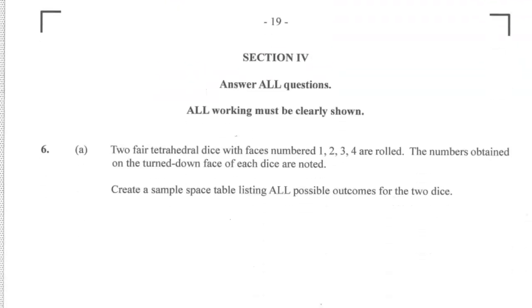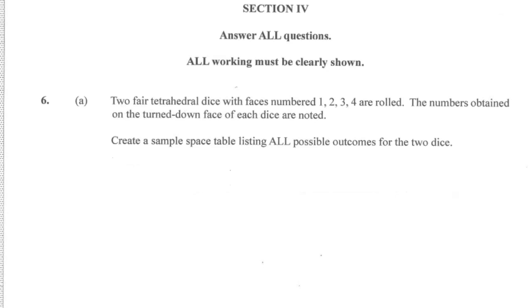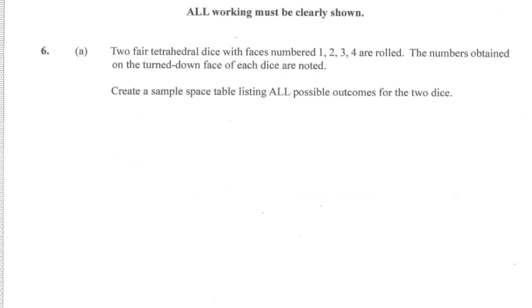So now we're at the final question. 2 fair tetrahedral dice with faces numbered 1 to 4 are rolled. The numbers obtained on the turned down face of each die are noted. Create a sample space listing all possible outcomes for the 2 dice.